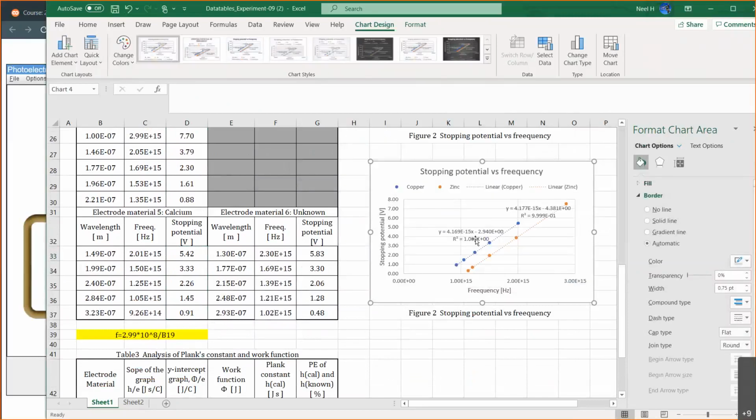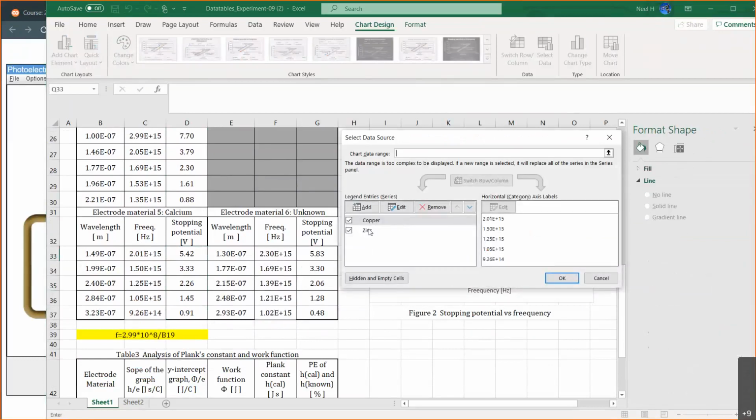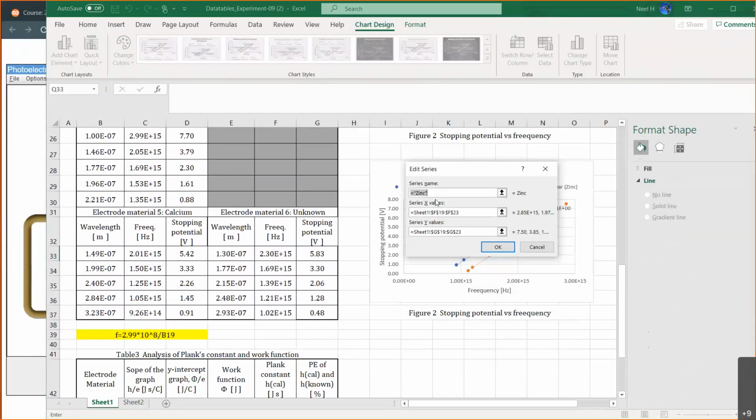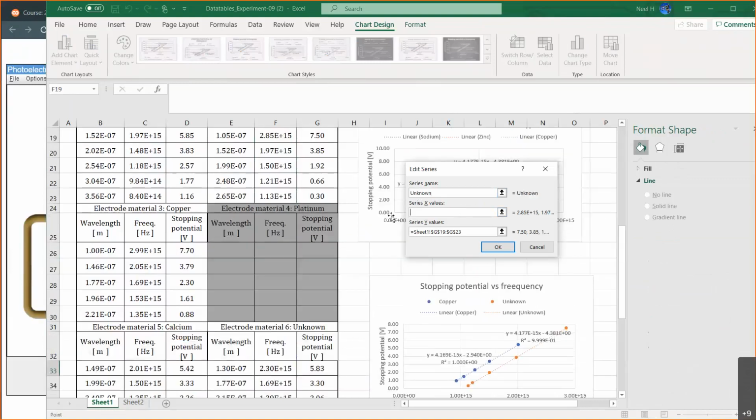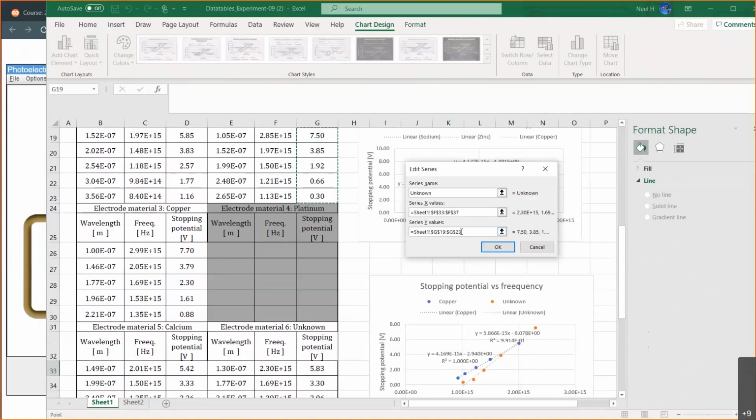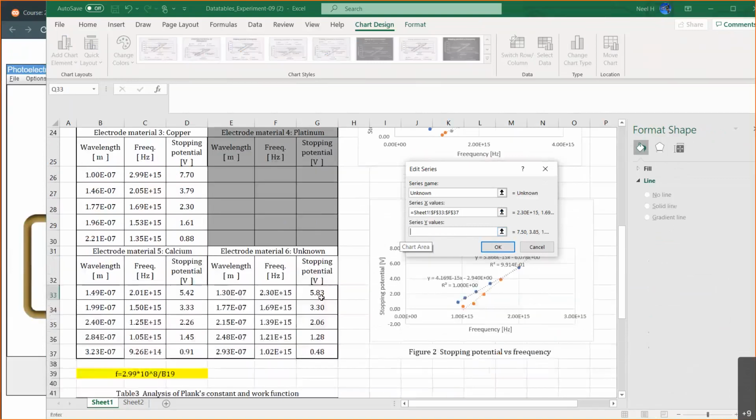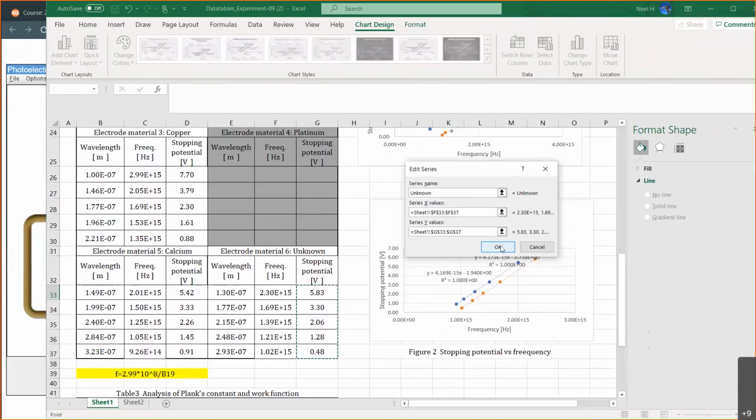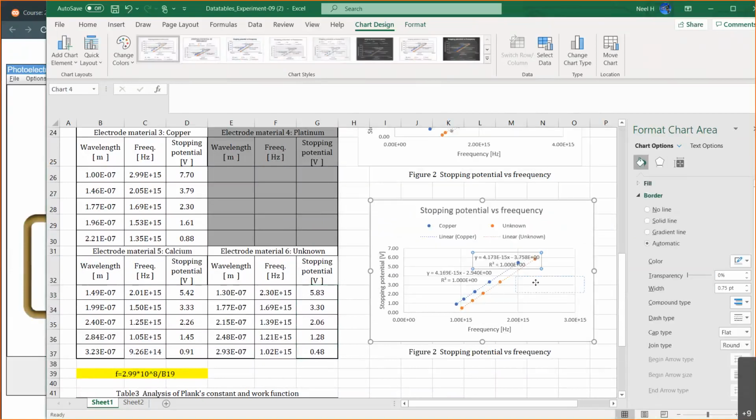So now the blue one is copper. Let's edit the other one also, the orange one. Double click, select data, click on the sodium, edit. Now there's no sodium there, the new one is unknown. We can actually identify the material if I know the work function, if I have the data set, right? So delete the X values, frequency for that, and delete the Y values, reverse potential for that. Click OK, click OK again. Now that is actually for unknown.